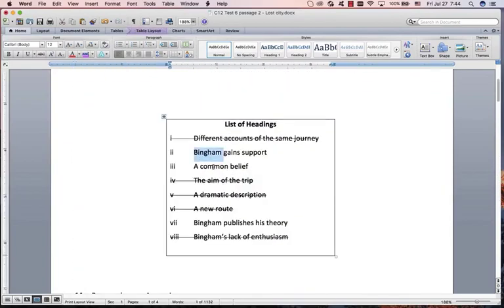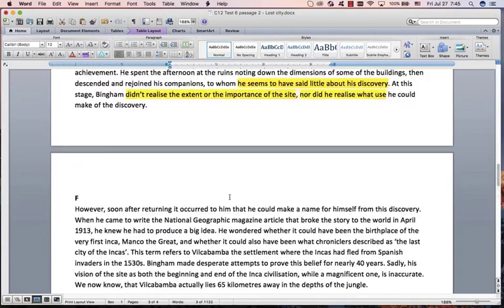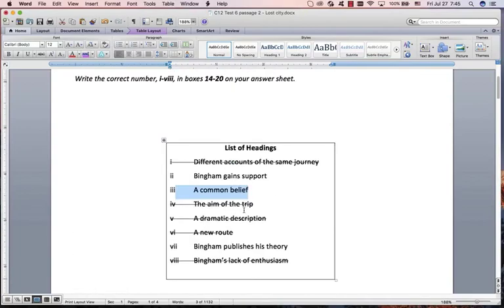Nothing about Bingham there. Possibly that. And Bingham Publishing, no. So it is a difficult paragraph, but if you've done all of these others correctly, you can see quite clearly common belief, an idea which has gained acceptance. Many people, wide acceptance. Wide acceptance means many people agree. So it is a common belief. It is common. Many people agree with it. So paragraph G is number 3.